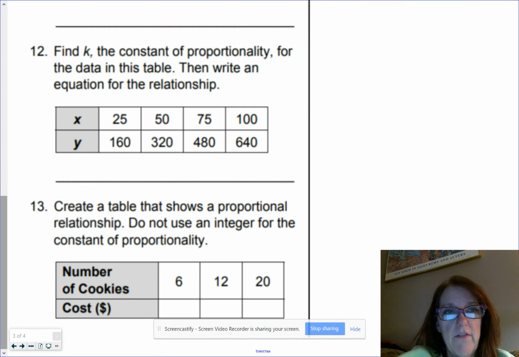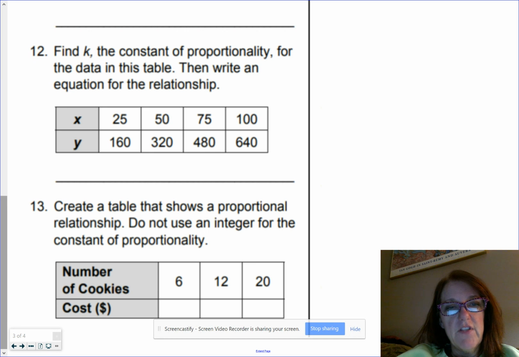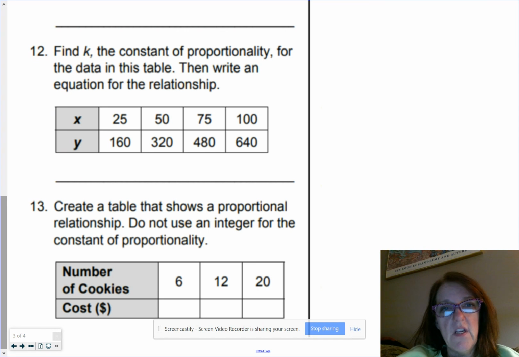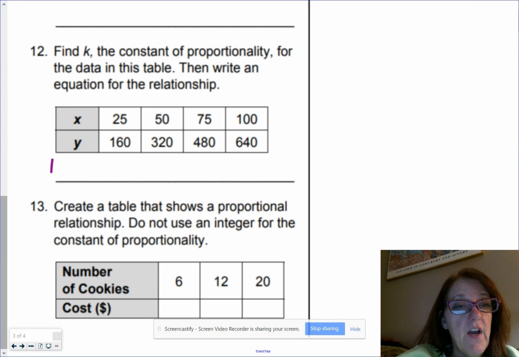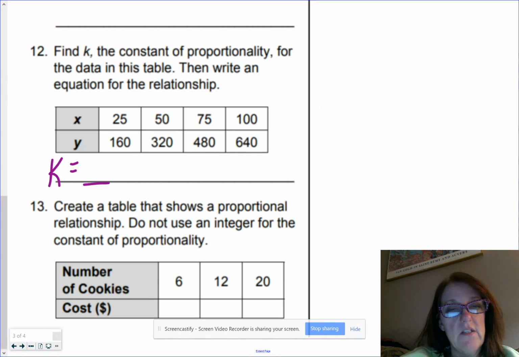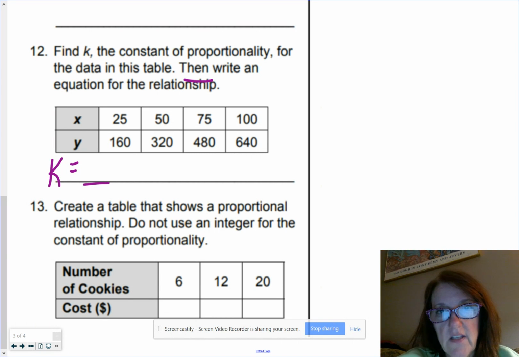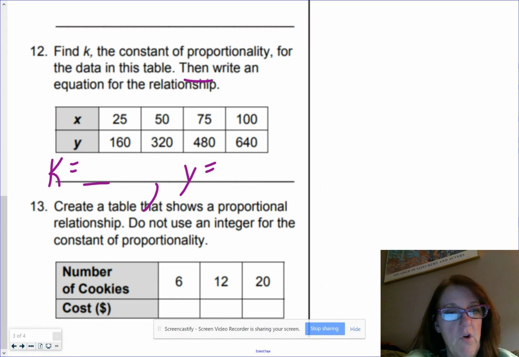Question number 12, find K, the constant of proportionality. In other words, 25 times something gives you 160. 50 times something gives you 320. Okay? So identify what K is. Tell me what it is. Then, you're not done yet. Then you should write an equation. Y equals what? Okay? Go from there.